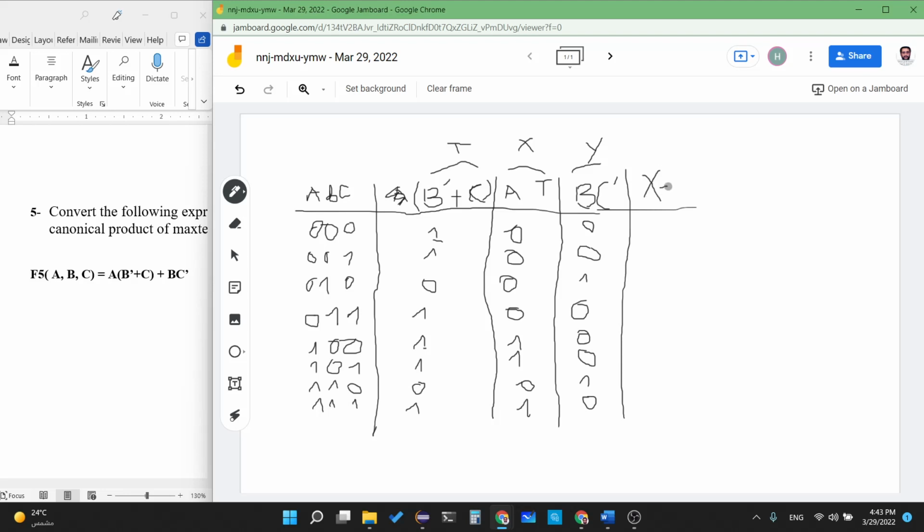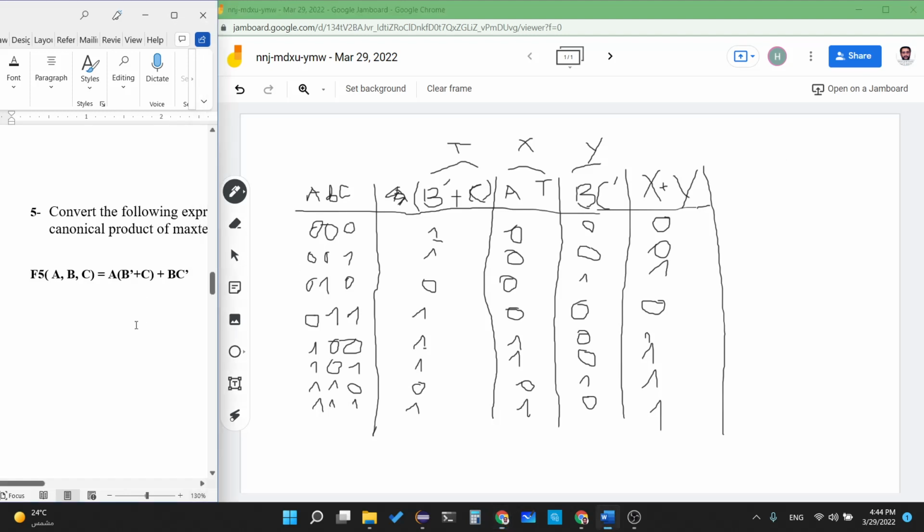X or Y, which is F. No need to call X and Y. I could have written F5 here. That would have been easier. So here you have 0, 0 or 0, 0 or 0, 0. Here you have 1, then 0, and then, can you help? 1 1, 1 1 1 1. Okay.